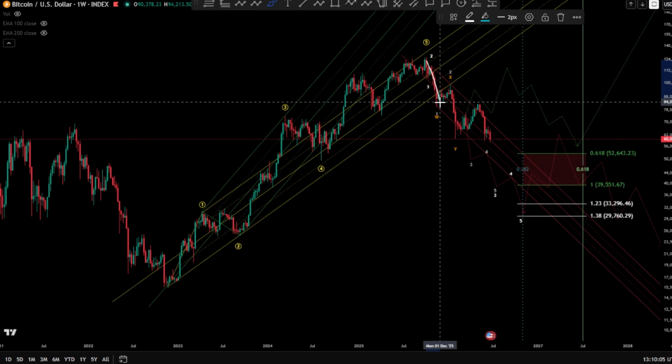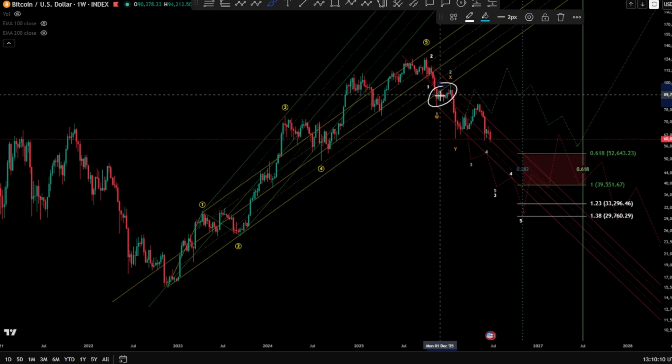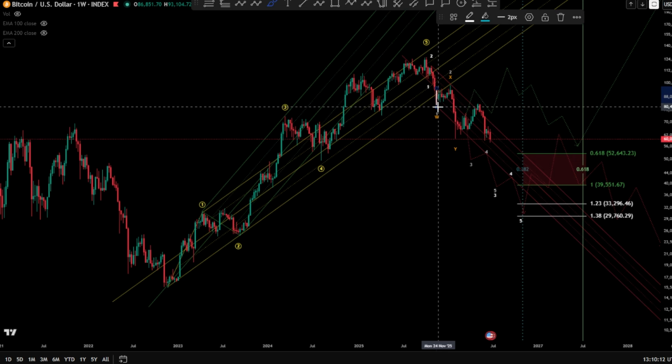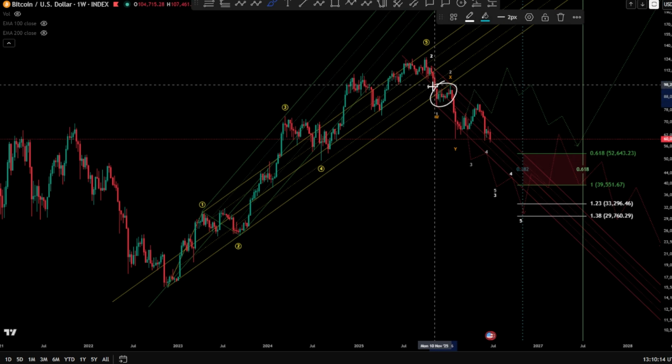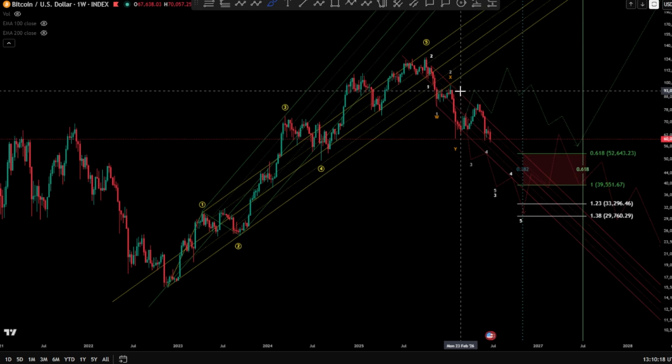The trend here has shifted towards the downside once we got a signal that the price is breaking out of the base channel. Once you break out of the base channel, that means that yes, very likely that we are in a bear market, and here we are.